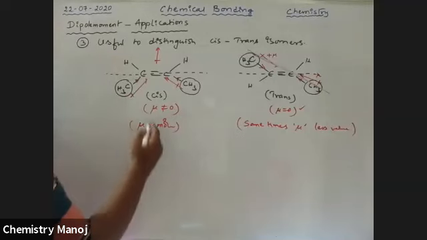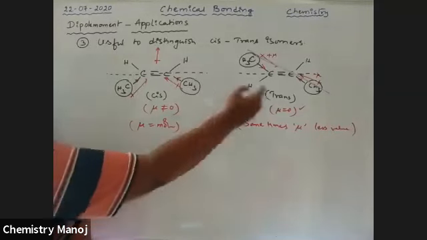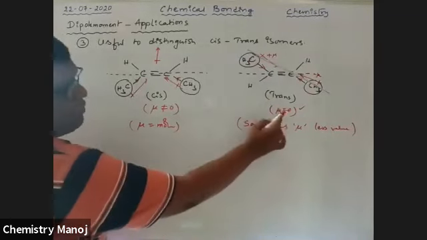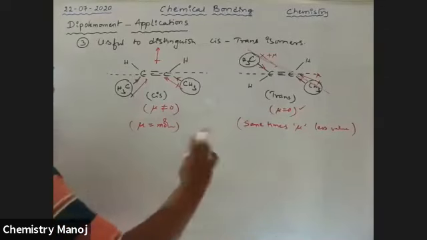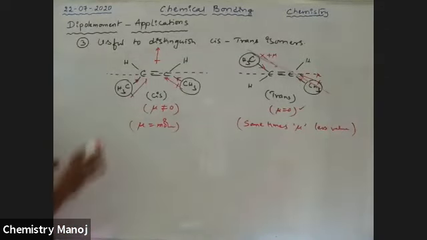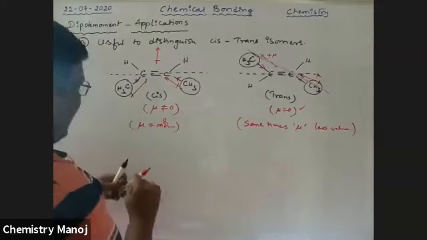Therefore, cis isomers have dipole moment high, and trans isomers, if the groups are same, that is equal to 0. If groups are not same, that is equal to something less value. Something is cancelled, remaining is remaining. Okay. So here, I will give one example.